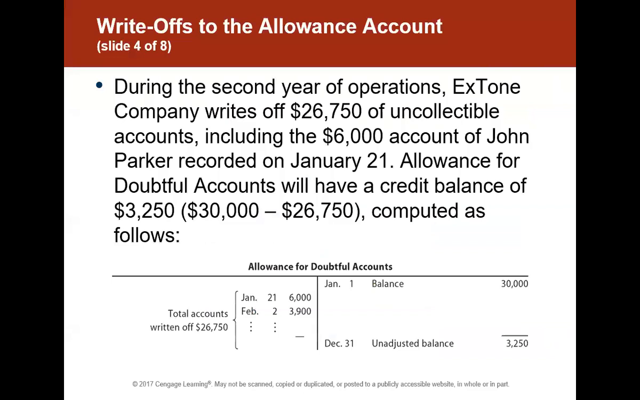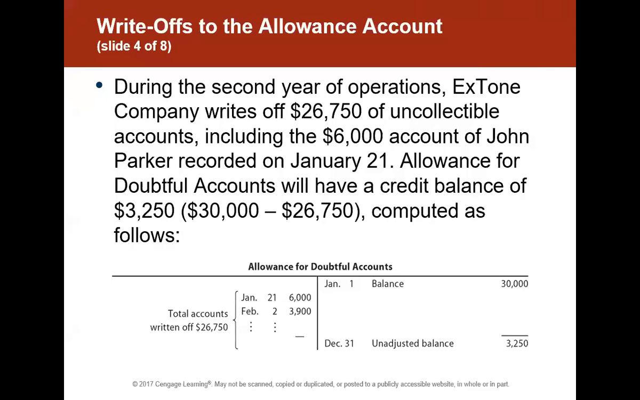And this one's just showing what I was talking about over here. It starts with exactly what we were talking about. So it says, during the second year of operations, Extone Company writes off $26,750 of uncollectible accounts. That included our original $6,000 that we wrote off from John Parker, and then we had others. So we continued throughout the second year to identify accounts that weren't going to pay, and we debited allowance for doubtful accounts and credited their accounts receivable. So those journal entries just happen as we go through, okay?